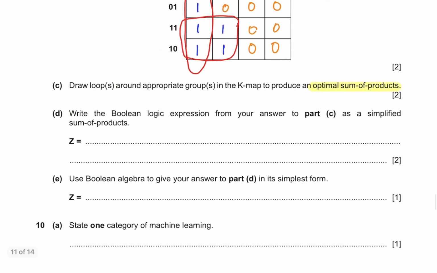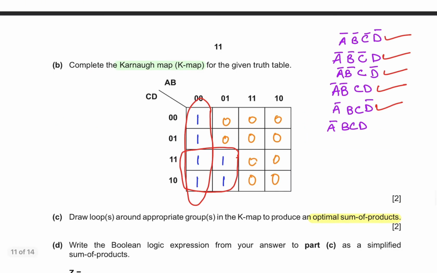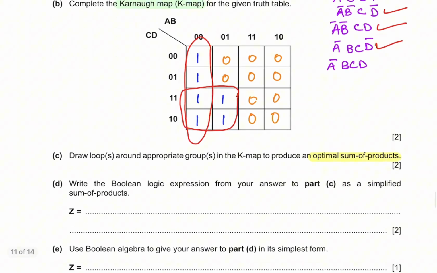Write the Boolean logic expression from your answer to part C as a simplified sum of products. The answer to part C is A B complement, 0 0 in the whole line. And here we have A complement and C, because C is 1 1, the same, the common one. So the common one we can take from there is A B complement plus A complement C.